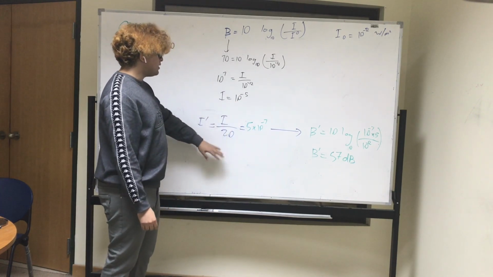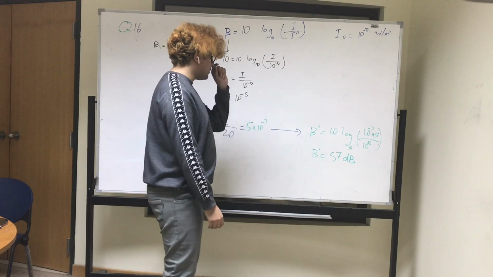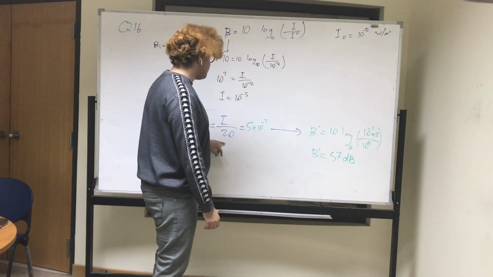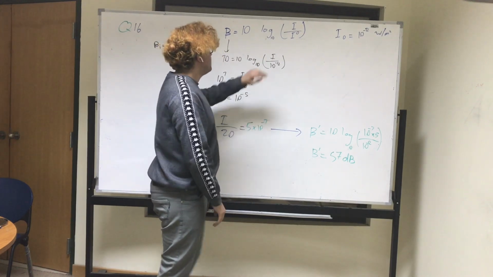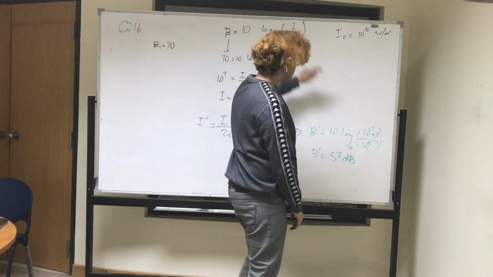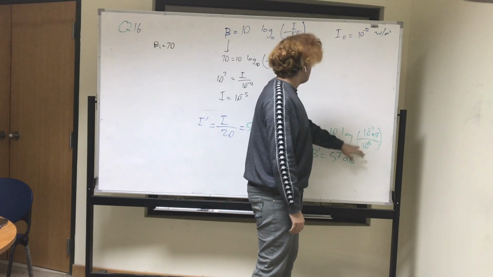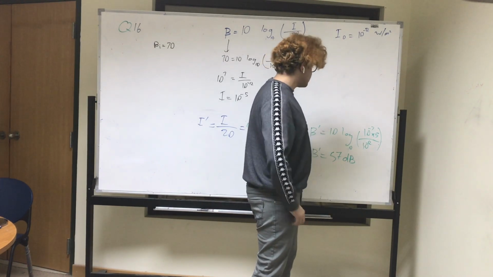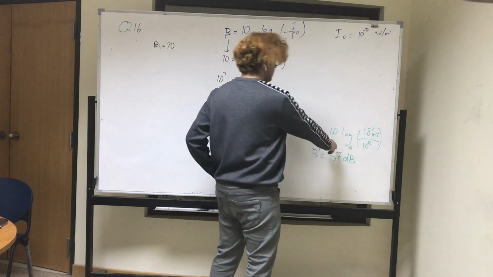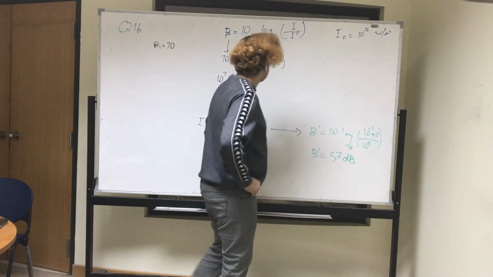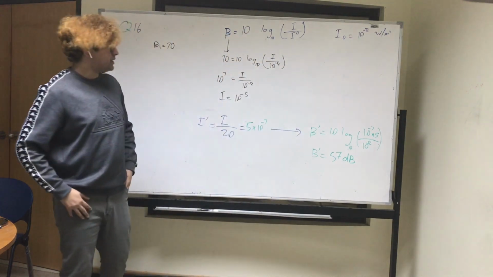Divide that by 20, and you'll be getting 5 times 10 to the -7. And then use this equation again with the new intensity that was decreased by a factor of 20. Like here, your new intensity, which is 10 to the -7, over I naught, which is a given constant number, times log 10 times 10. And you'll be getting the new sound level. And that's your answer. Pretty straightforward.